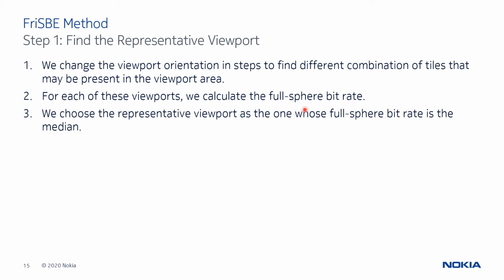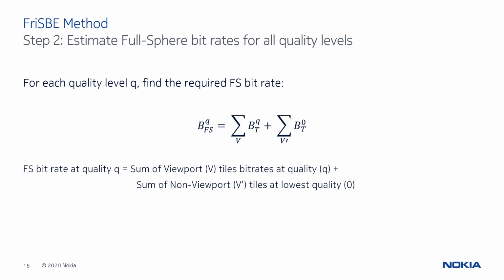So we have a list of bit rates for the different viewports here, and then we use a particular percentile of this list to find the representative viewport. We use, for instance, in our implementation, the median. Of course, there can be other percentiles, the 75th percentile or the 90th percentile, and more iterations with different content can help us find a more suitable value for choosing this representative viewport.